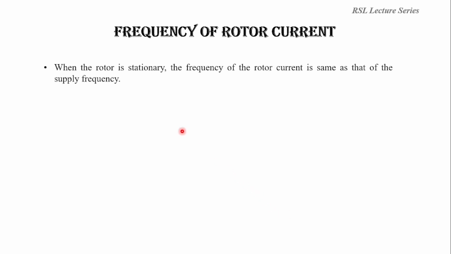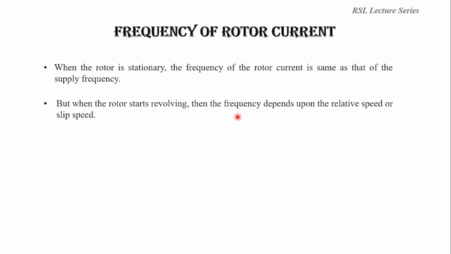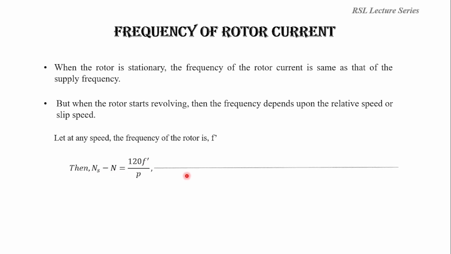When the rotor is stationary, that is, initially when the rotor is not rotating, the frequency of the rotor current is the same as the supply frequency. But when the rotor starts revolving, the frequency depends upon the relative speed or the slip speed. Relative speed means the difference in speed between the synchronous speed and the rotor speed. Let the frequency of the rotor at any speed be f'. This can be written as ns − n = 120f'/p, where ns − n is the slip speed. Let this be equation number 1.